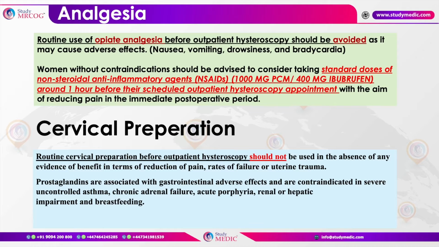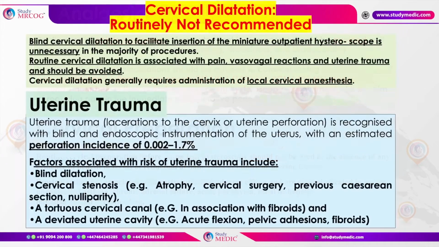Moreover, prostaglandins are associated with GI side effects and are contraindicated in severe uncontrolled asthma, chronic adrenal failure, acute porphyria, renal or hepatic impairment, and breastfeeding. Regarding cervical dilatation, it is not routinely recommended. Blind cervical dilatation to facilitate insertion of the miniature outpatient hysteroscope is unnecessary in the majority of procedures. Routine cervical dilators are associated with pain, vasovagal reactions, and uterine trauma and should ideally be avoided.